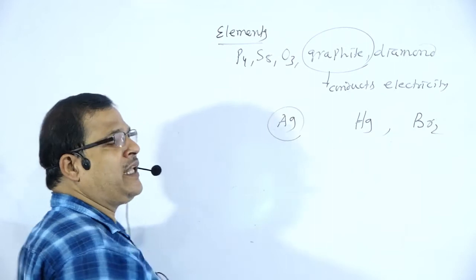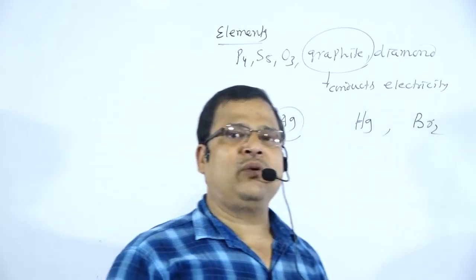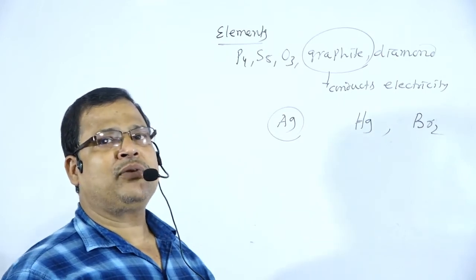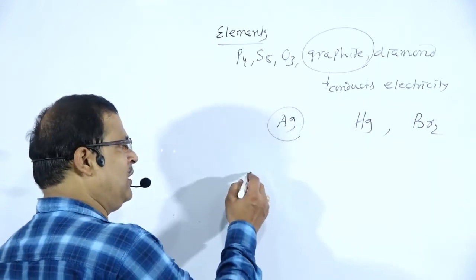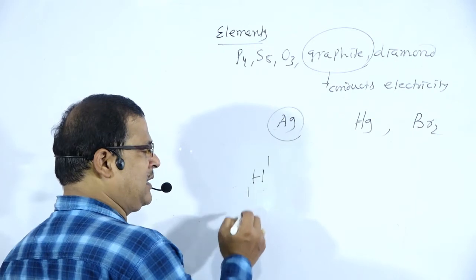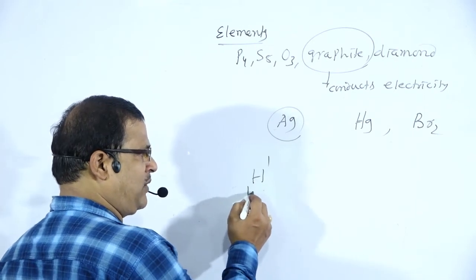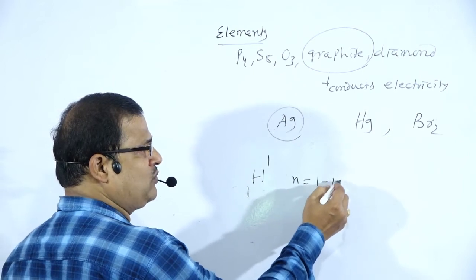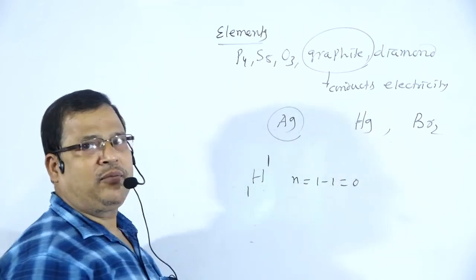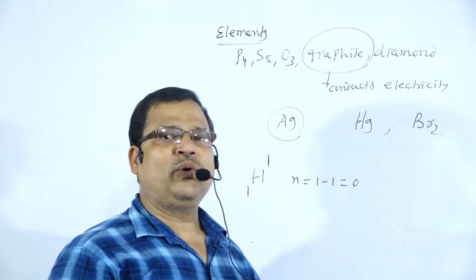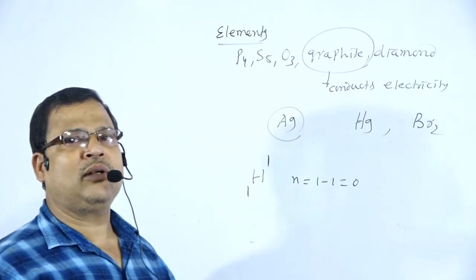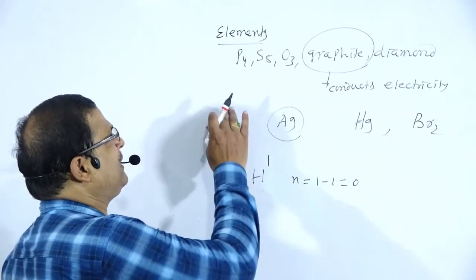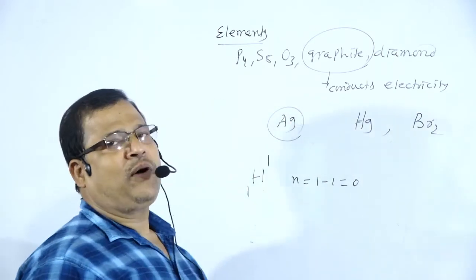And in the entire periodic table, there is one species, one element, that is devoid of neutrons. For example, hydrogen-1, atomic number 1, mass number 1. So the number of neutrons is 1 minus 1, that is 0. So protium is the only species where the number of neutrons is equal to 0, devoid of neutrons.